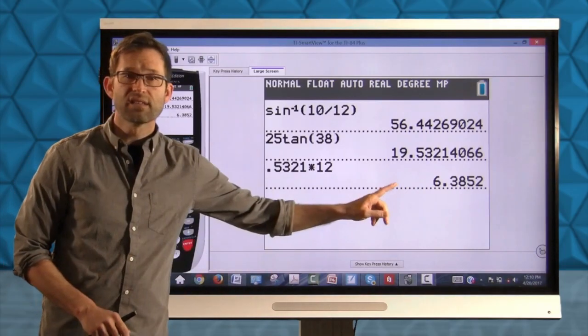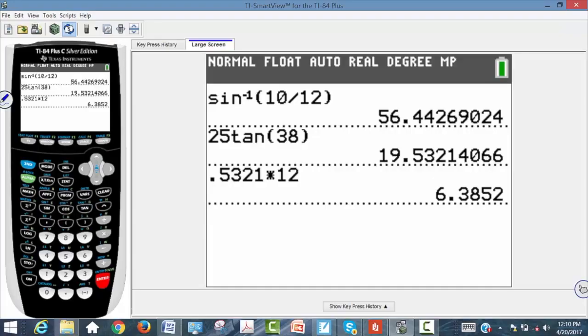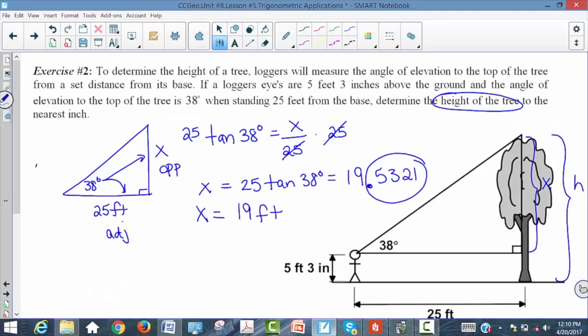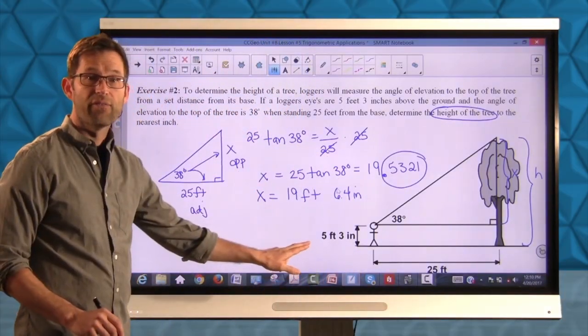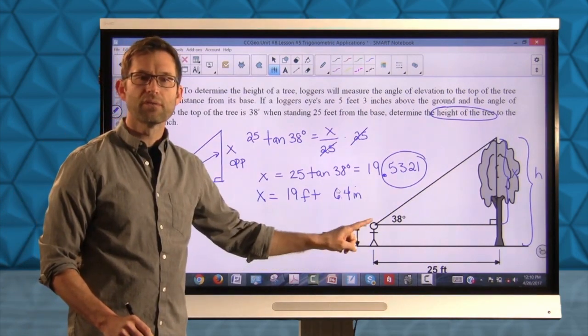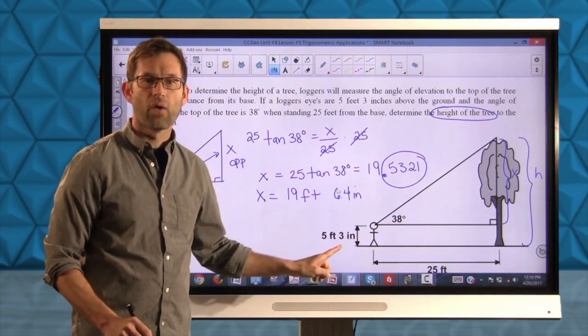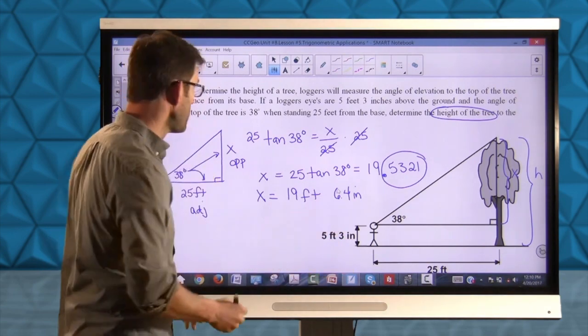19 feet and 6.3852 inches. I'm going to say 6.4 inches. 19 feet, 6.4 inches. Now I need to take that and add to it the 5 feet 3 inches. Why? Because I want the height of the tree, and the person spotted that 38 degree angle 5 feet 3 inches above the ground level.